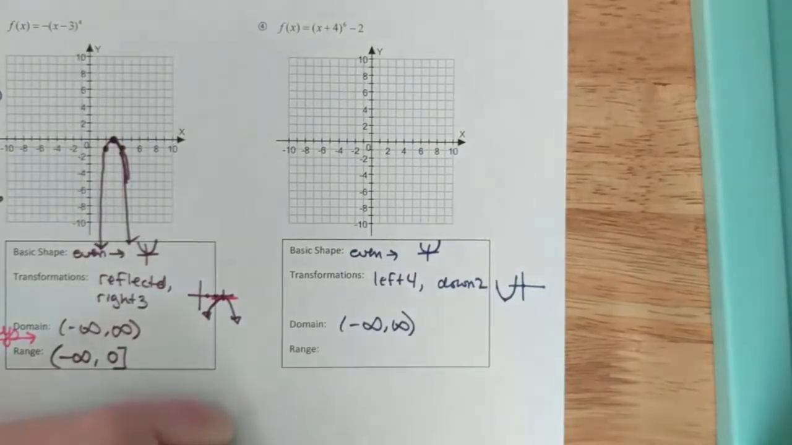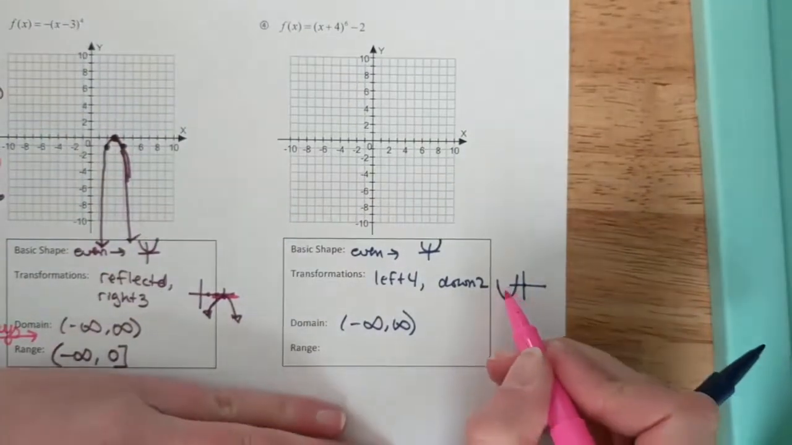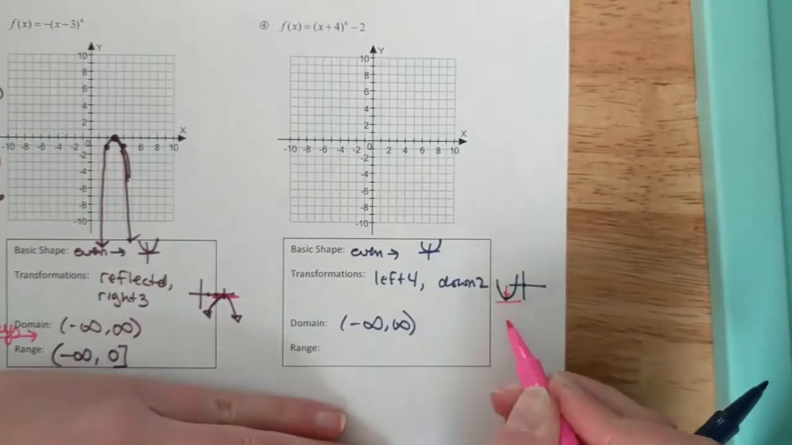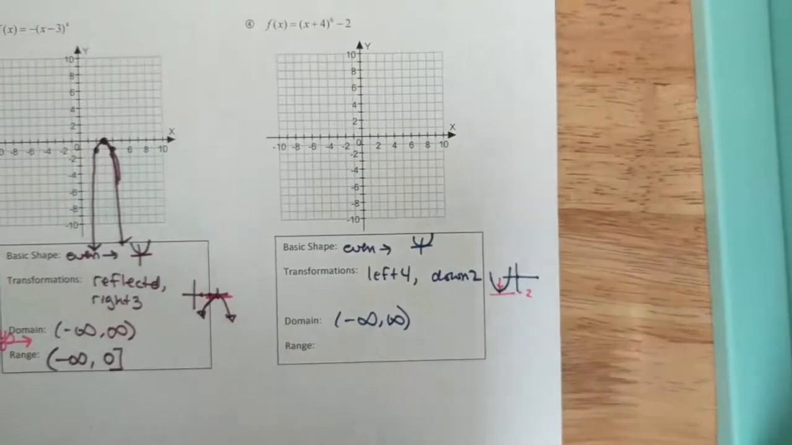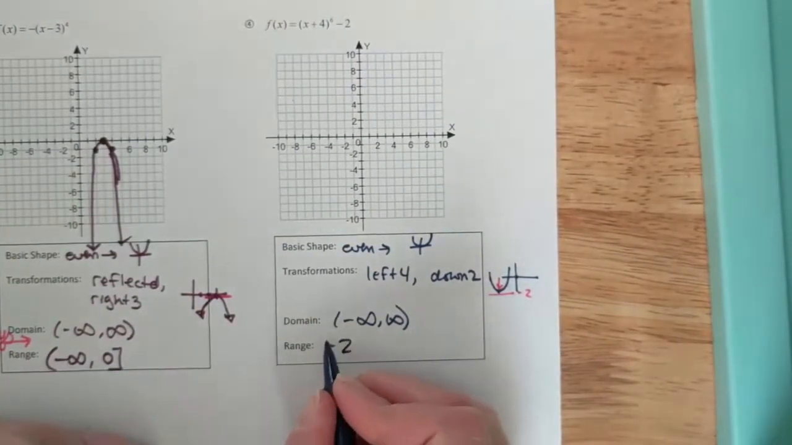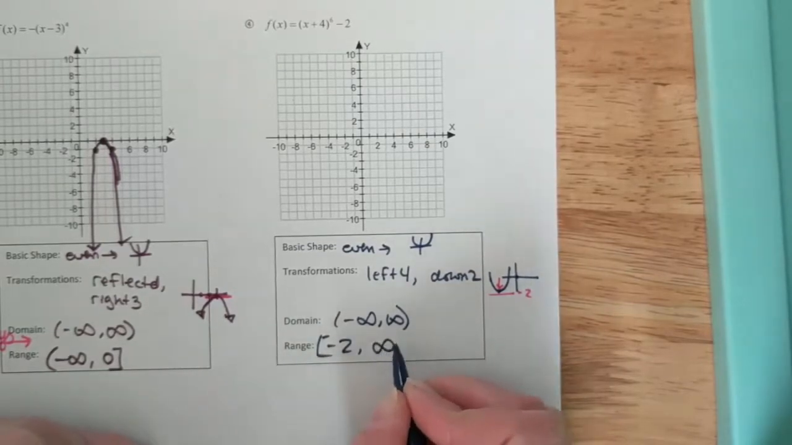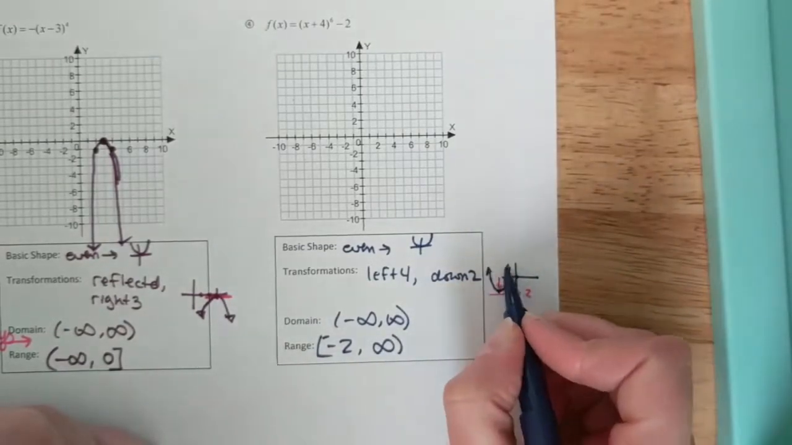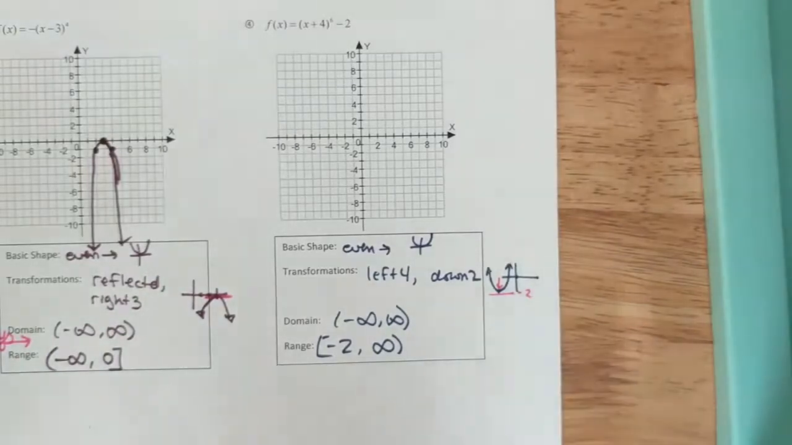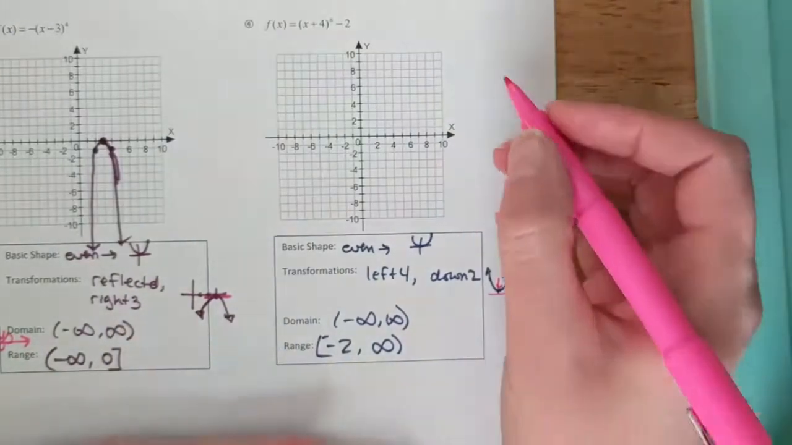All right, domain, always negative infinity to infinity. Range depends on your highest and lowest values. Okay, this went down 2, so it has a lowest value at negative 2. So I expect the range to be from negative 2 up to positive infinity. Those tails are going up, so infinity is the largest value. That downshift gave me a negative 2 as the smallest.